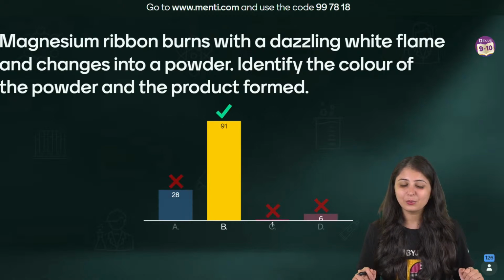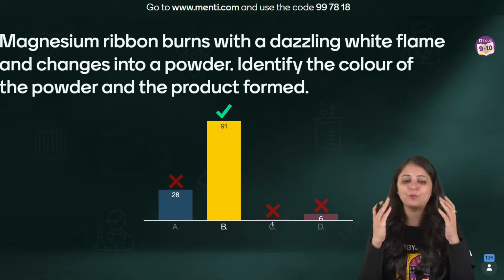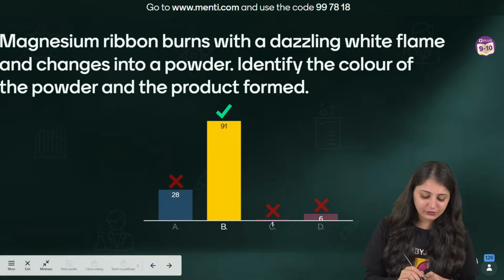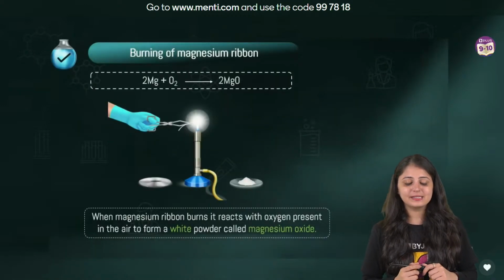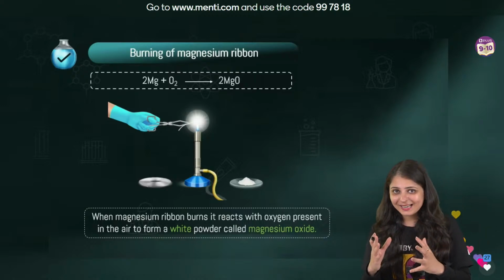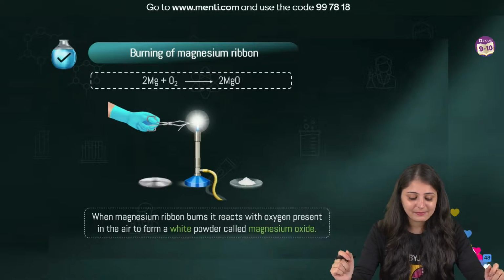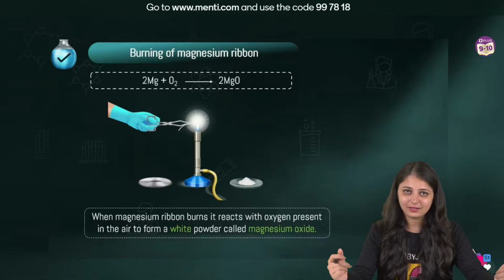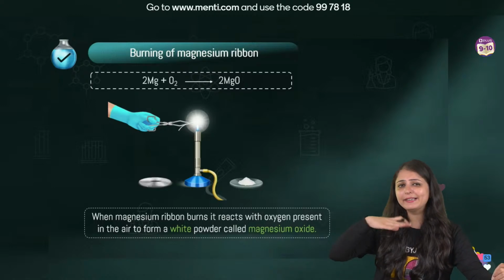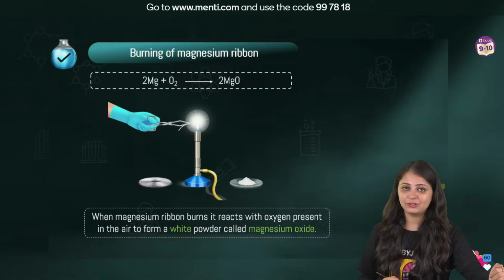Oh, very close. 91 of you got it right, which is also a very good number. Well done. But for the rest of you who did not get this one right, see, magnesium burns in the presence of oxygen to give you magnesium oxide. So MgO is being formed, right? And magnesium ribbon, of course, when it's burning, has a white dazzling flame and the white product formed is magnesium oxide.